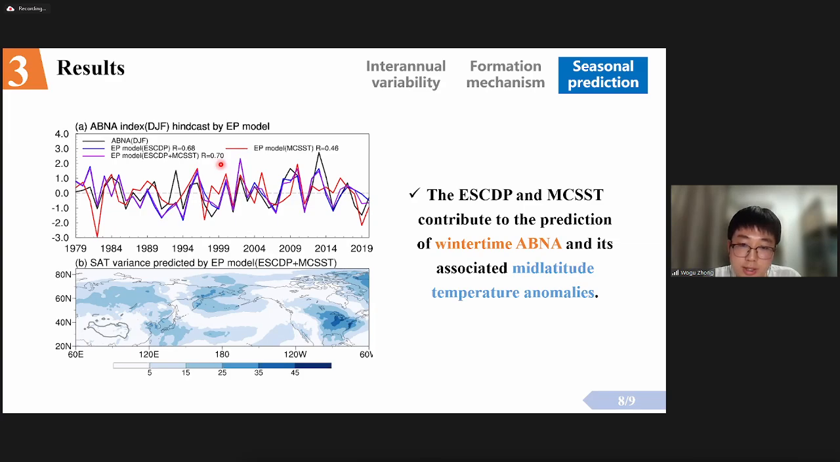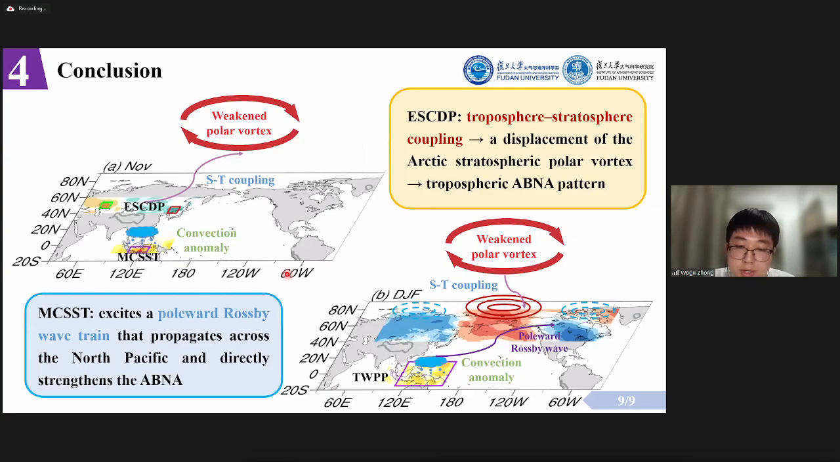This is pretty convincing. And if we use this model to predict winter SAT, we can see that a large portion of SAT variances can be reasonably predicted, and this can provide a useful tool for seasonal prediction of winter climate in the mid-latitudes. Okay, I will briefly summarize our work here.